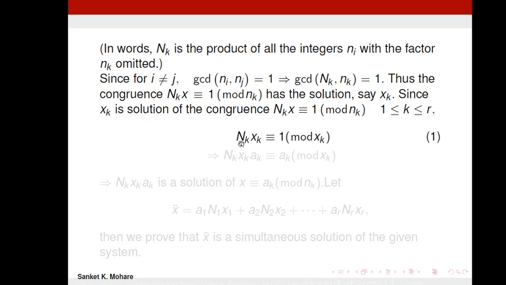Nk xk is congruent to 1 modulo nk. Call this equation 1. Now multiplying both sides by ak, we obtain Nk xk ak is congruent to ak modulo nk. This implies Nk xk ak is a solution of x congruent to ak modulo nk.